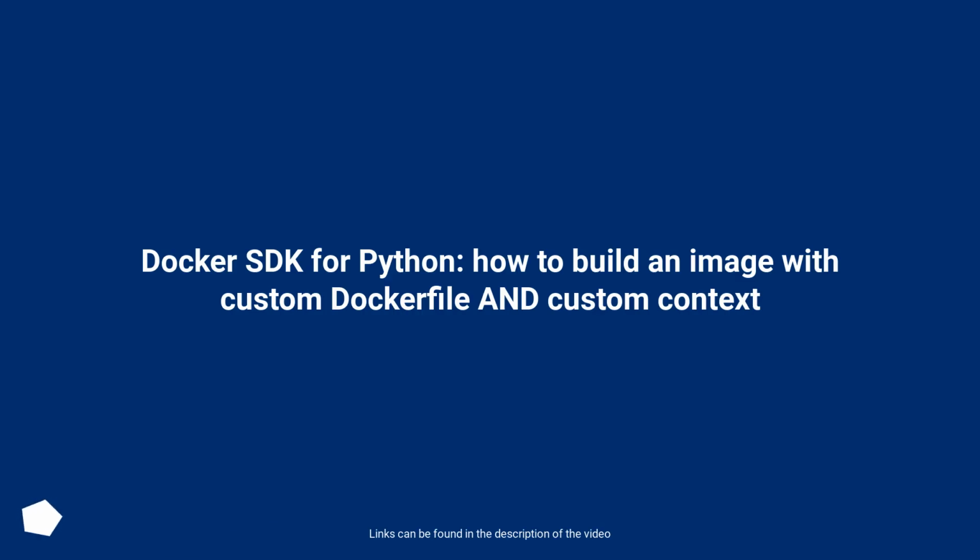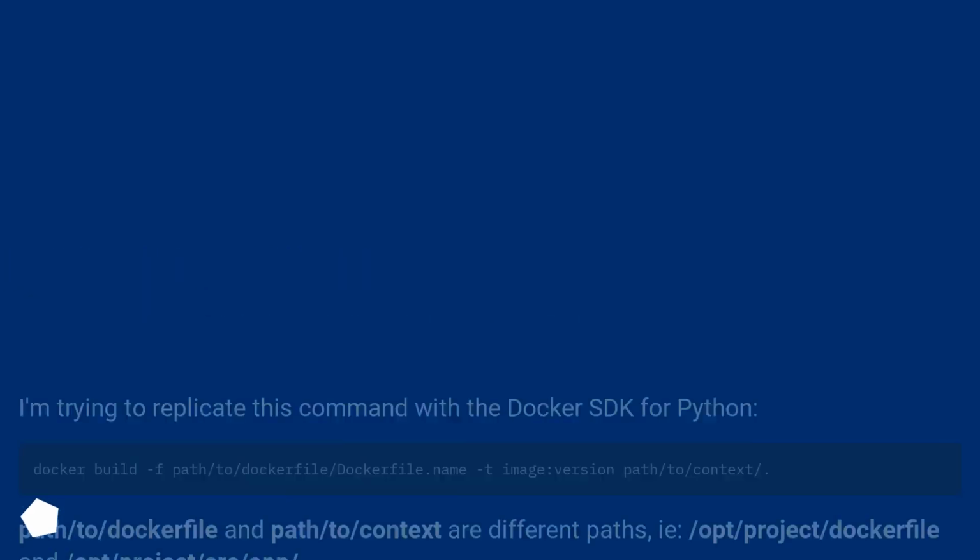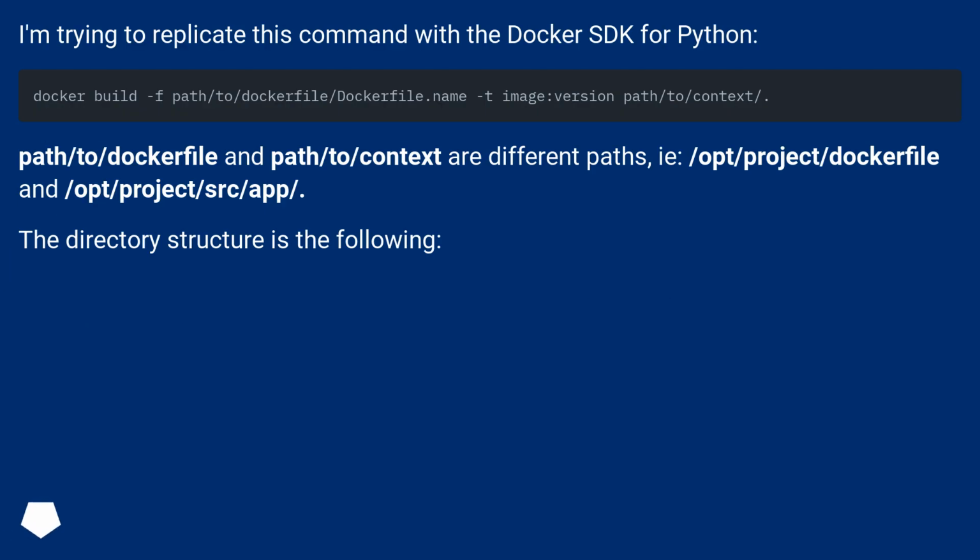Docker SDK for Python. How to build an image with custom Dockerfile and custom context. I'm trying to replicate this command with the Docker SDK for Python.